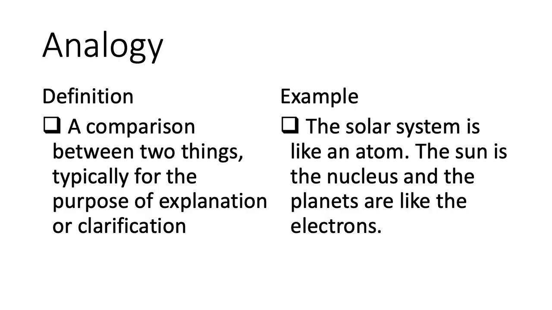Analogy. Analogy, of course, is a comparison between two things. Usually, it's the relationship between the two that's helping to explain something or explain the other one. So, the solar system is like an atom. I'm using how a solar system functions and how an atom functions to compare one to the other and help explain it. So, the sun is basically the nucleus, the planets are like the electrons. You can see how the planets swing around the sun like the electrons swing around the nucleus.